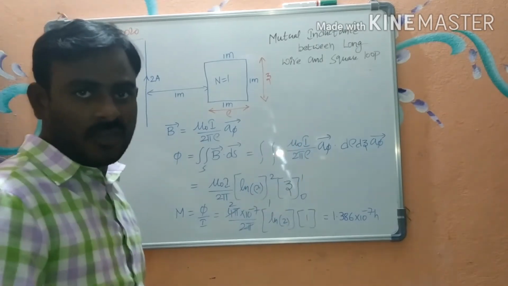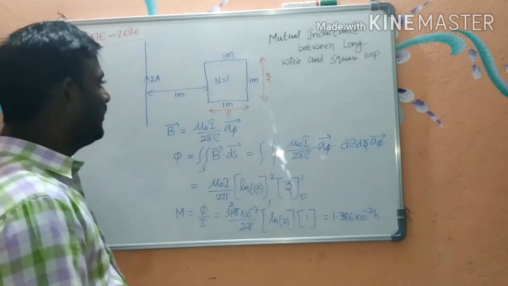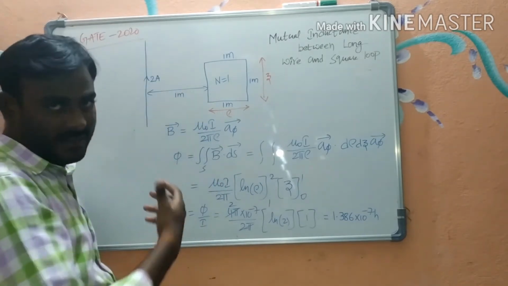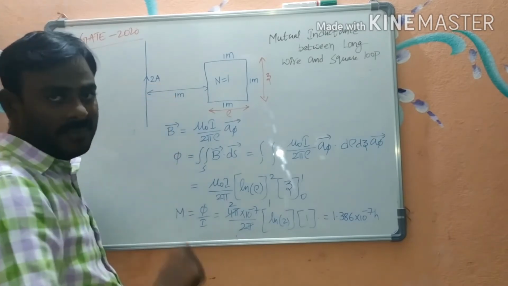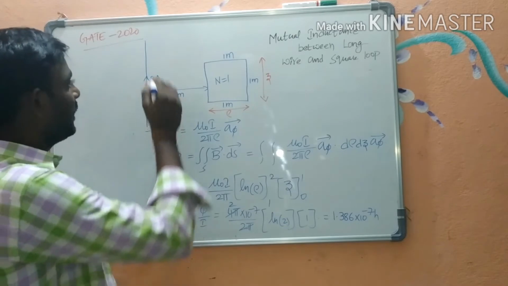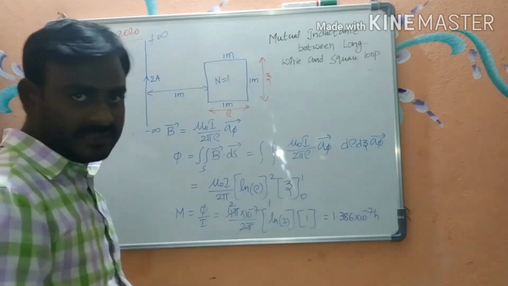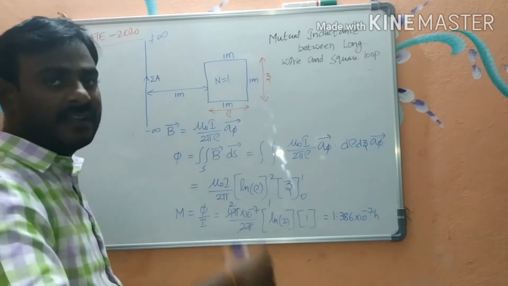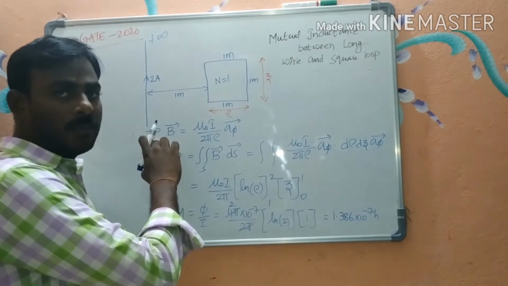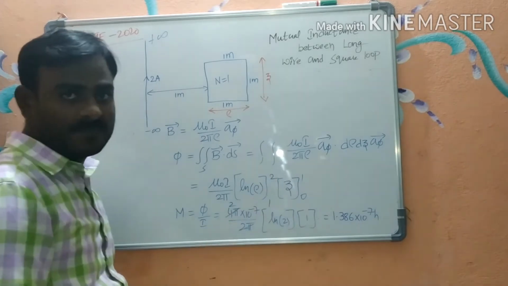Now I will solve one problem. The first problem says that a long wire carries a current of 2 amperes and extends from minus infinity to plus infinity. This means an infinite current carrying conductor, which extends from z equal to minus infinity to plus infinity, and it is carrying a current of 2 amperes.